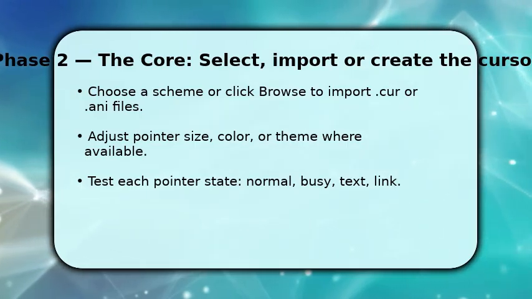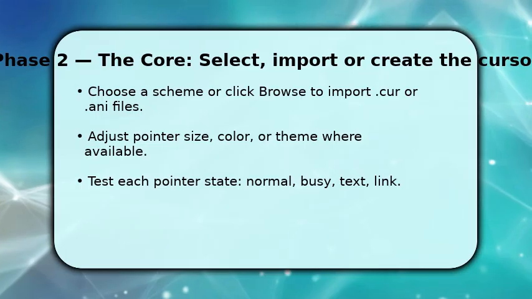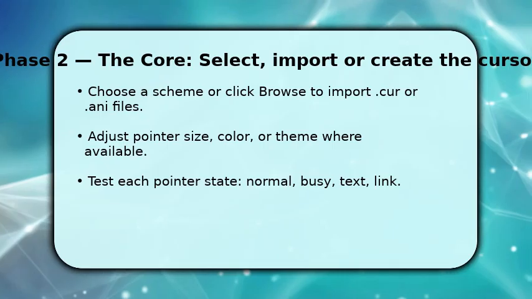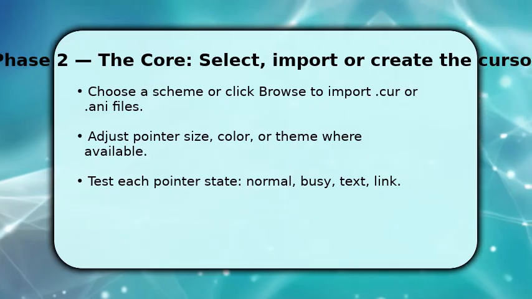On Mac OS, change cursor size and contrast in accessibility or use third-party tools to swap pointer images, follow tool instructions, and grant accessibility permissions.